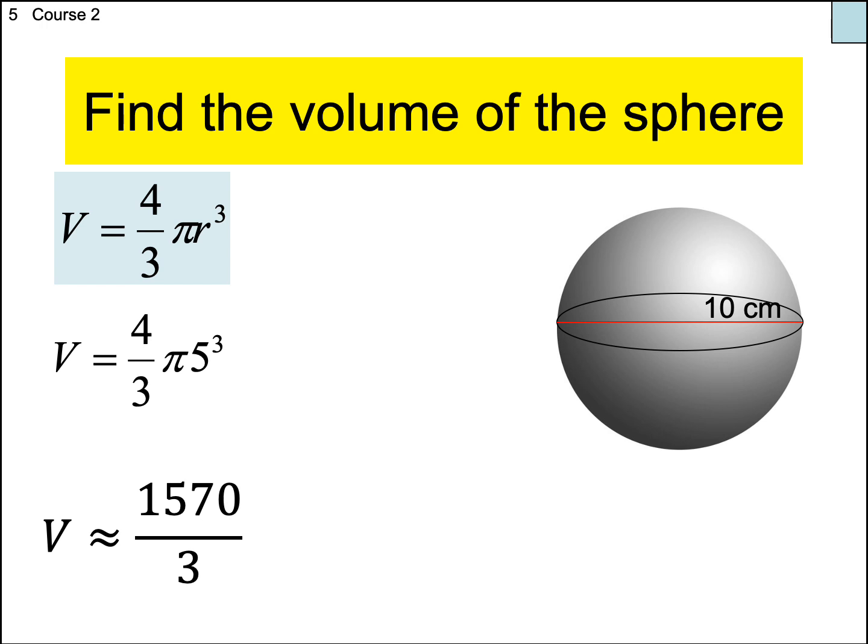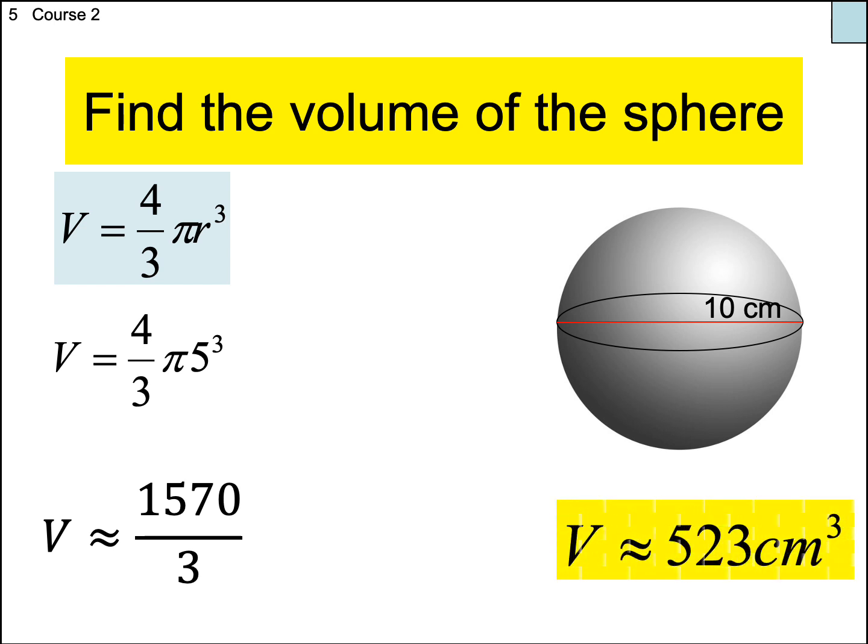Okay? 1570 divided by 3 is approximately 523. So how many of you guys got that one right? Good, good. Well, that's volume.